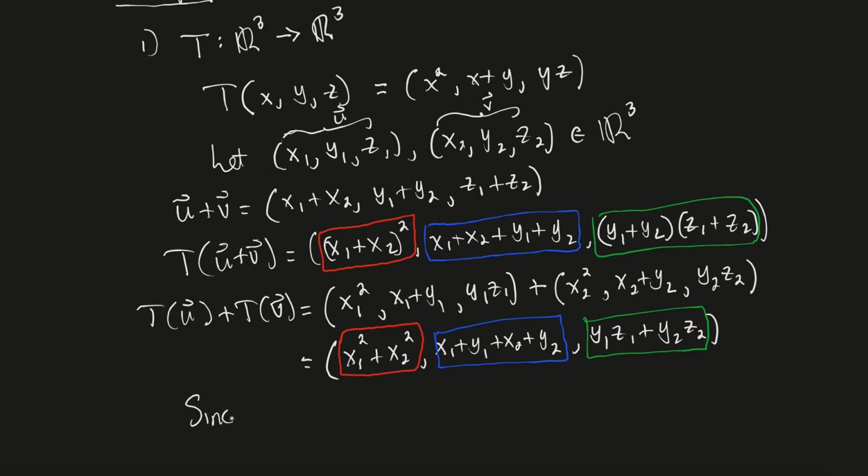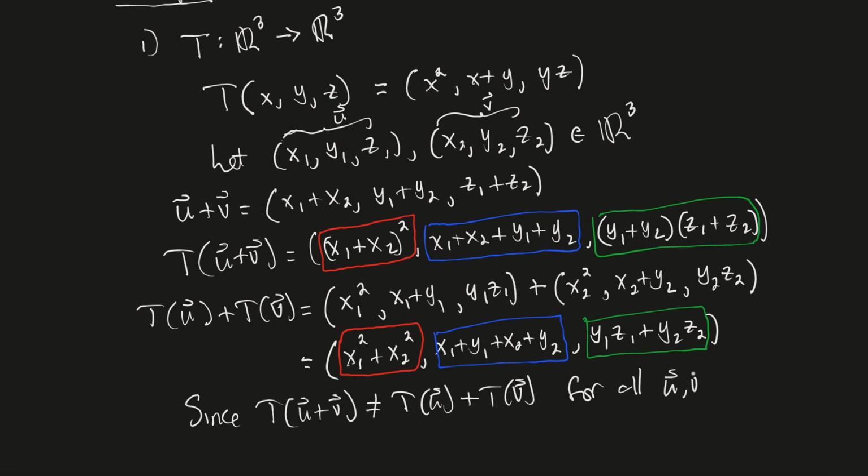So since T of u plus v is not equal to T of u plus T of v for all u and v in R3, T is not a linear transformation. It is some kind of transformation. In fact, it's a non-linear transformation. So T is not linear, right? So I don't even have to check the scalar product, right?